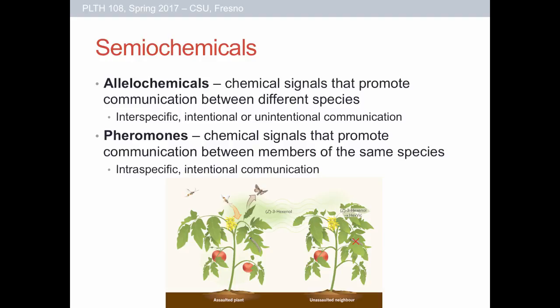On the flip side, we have pheromones, which are chemical signals that are used to communicate between members of the same species. And this is what we've been talking about for the most part up until now. Things like moth pheromones used in the traps or used in mating disruption that Forrest talked about. Again, this is intraspecific, so within the same species, and as such, it's almost entirely intentional. You don't have unintentional communication between members of the same species using chemicals.